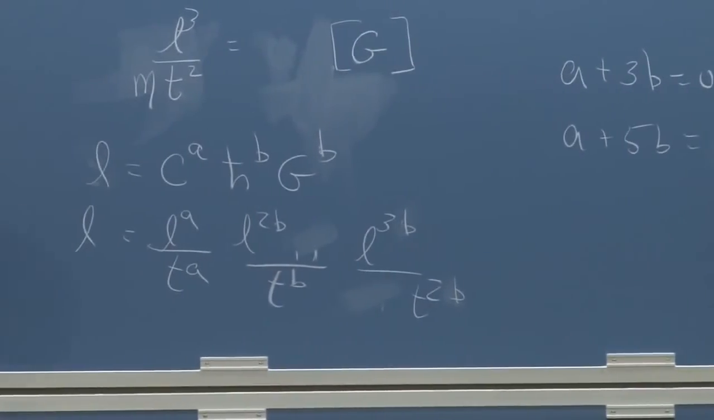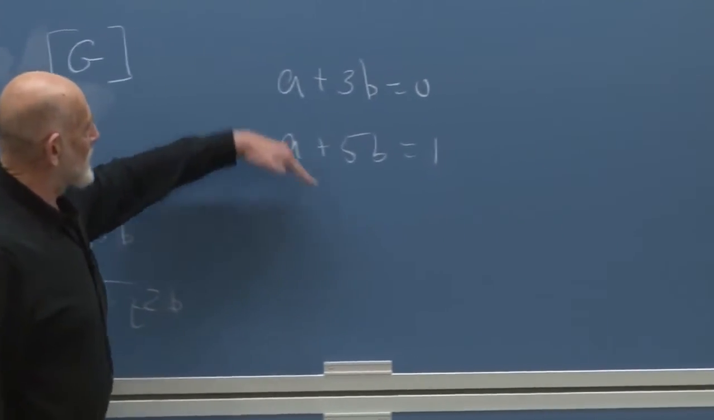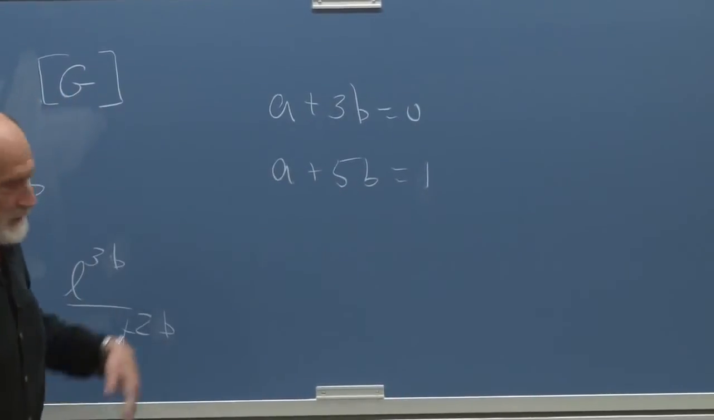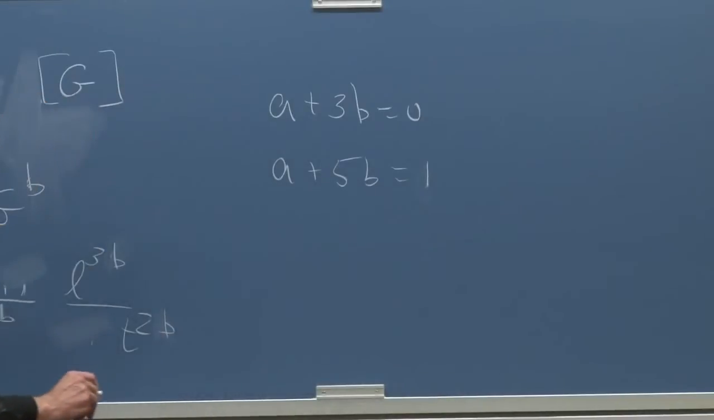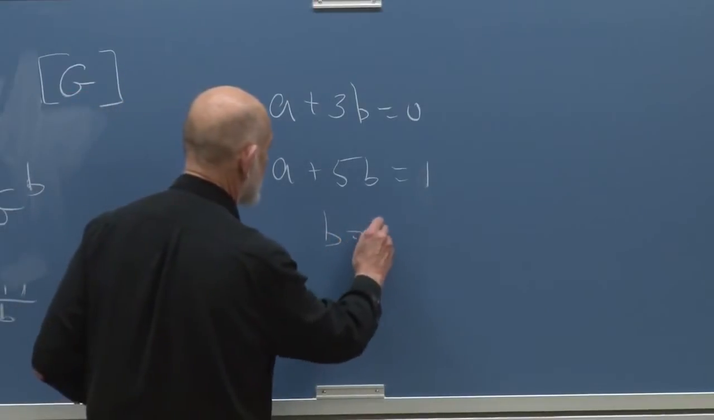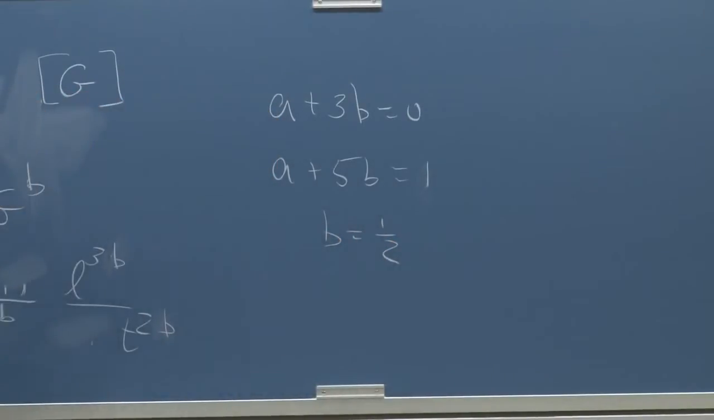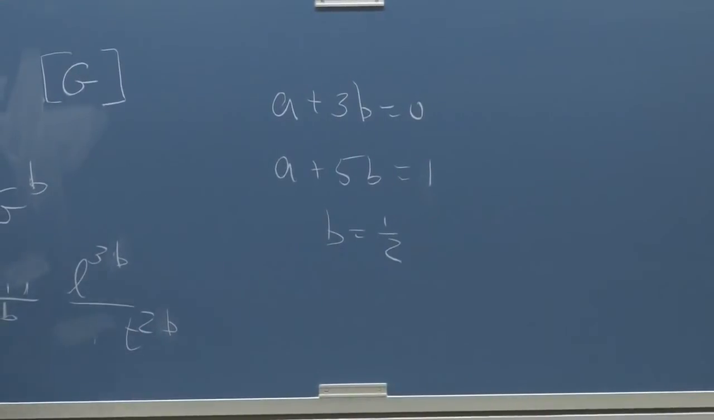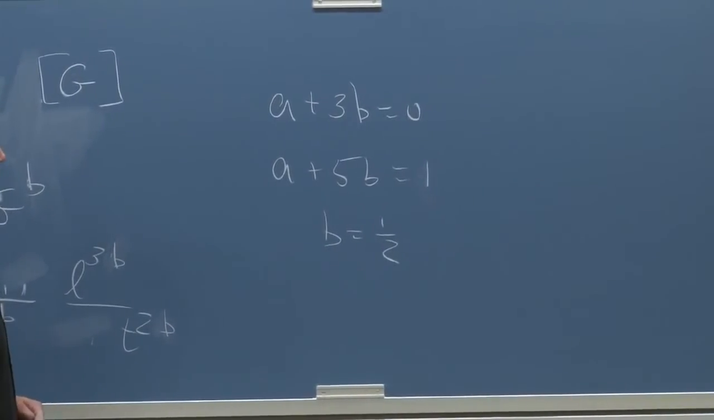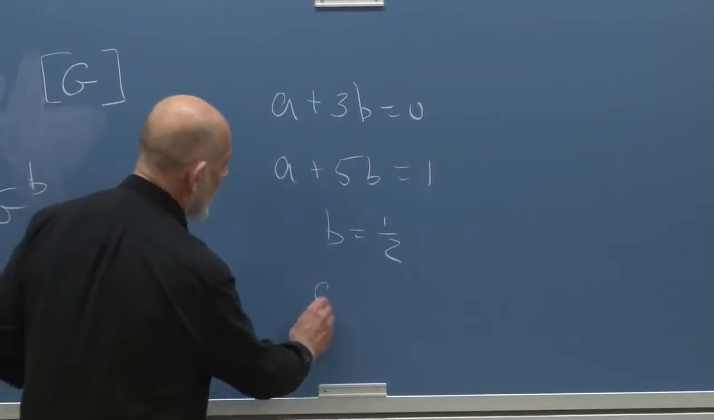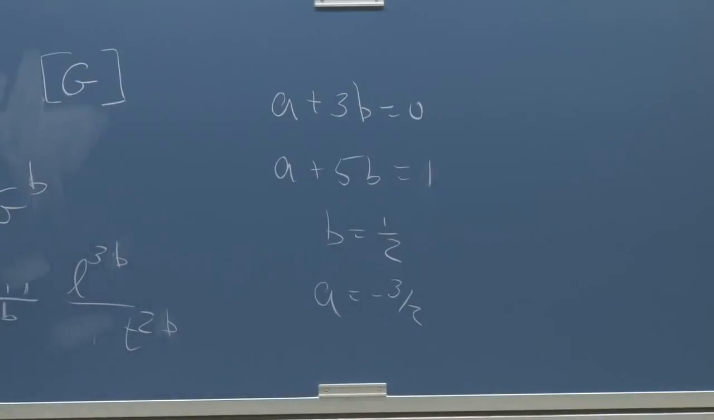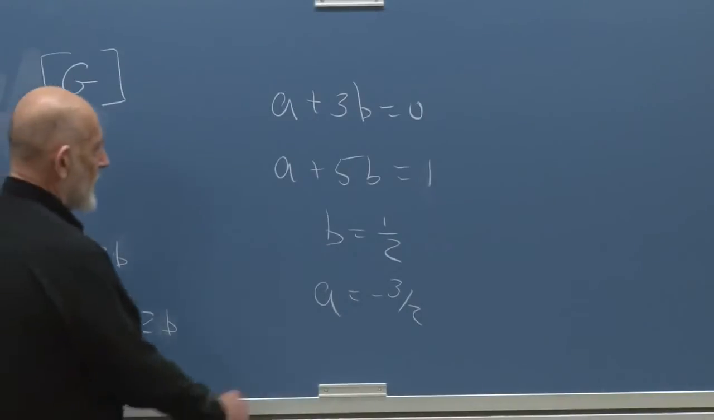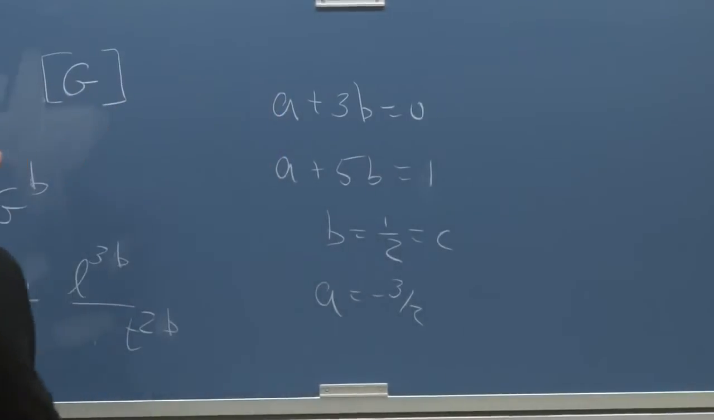Now we should be able to solve these two equations. The first thing to do is to subtract the first one from the second one. We get rid of A, so that gives us 2B equals 1. And B equals a half. And then what about A? B is a half, so A is equal to minus 3 halves. And of course, C is the same as B, so C equals B.